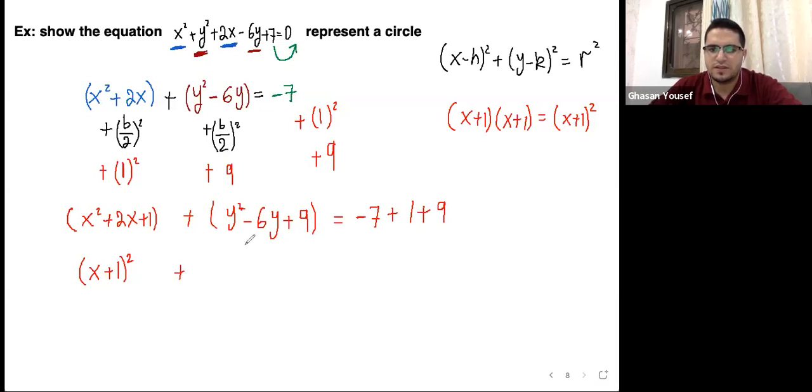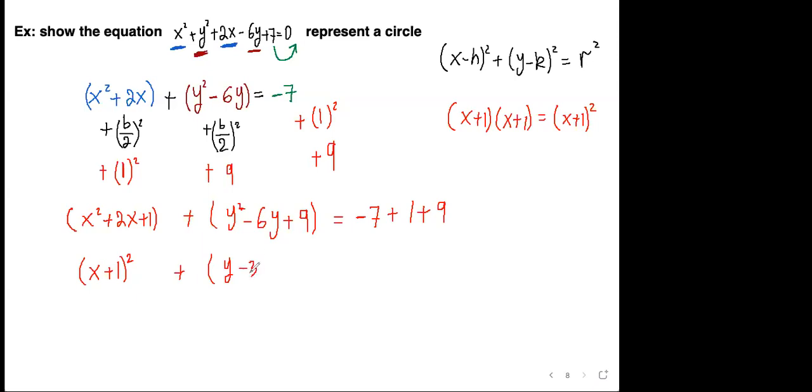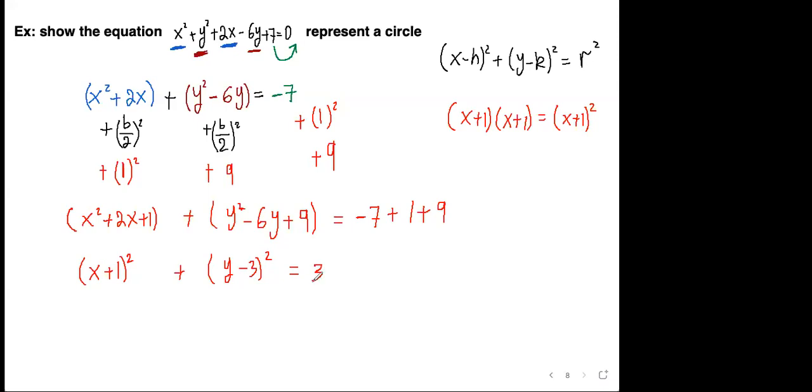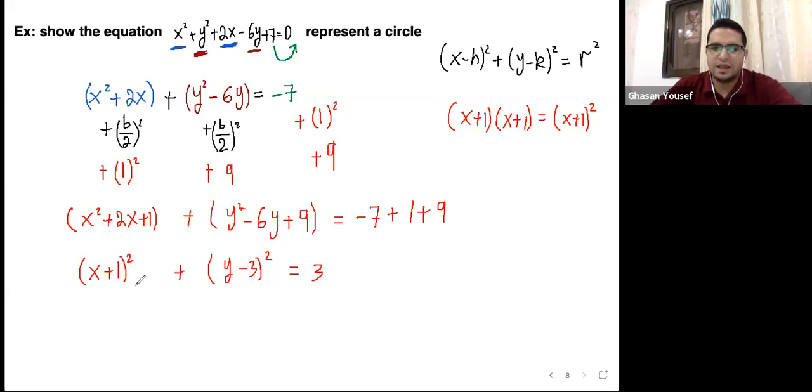Now, what is the factor for the second parentheses? y minus 3 squared. Exactly, y minus 3 squared. And what's the value here after we simplify? Minus 7 plus 1 plus 9 is 3. Correct. So actually I get something similar to the equation of a circle: x plus 1 squared plus y minus 3 squared equals 3.